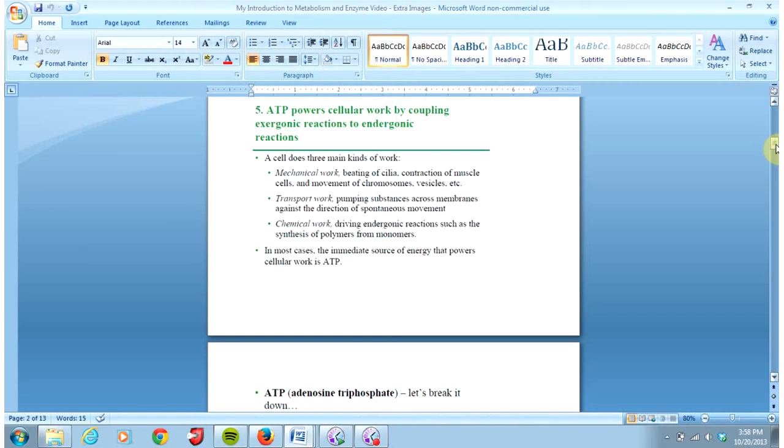We use the breakdown of ATP to power transport reactions like pumping substances across membranes against the direction that they would normally move. So when we talked about a lot of water in the bloodstream moving into a kidney cell, that's natural. It's moving from an area where it's highly concentrated in the bloodstream to an area of lower concentration within the kidney cell. But sometimes cells will move substances from an area where they have a very low concentration to an area where they have a very high concentration, and that does require some energy. The other type of work would be chemical work, and that would be an anabolic reaction where we'd make polymers from monomers.